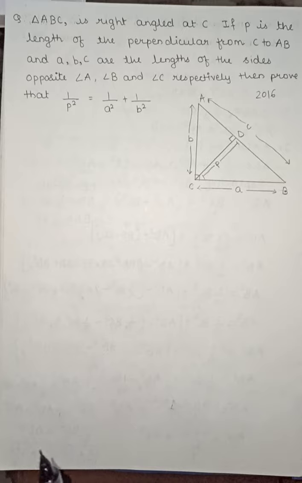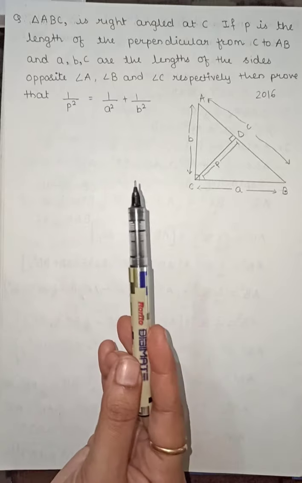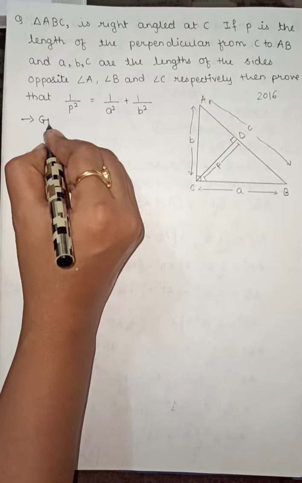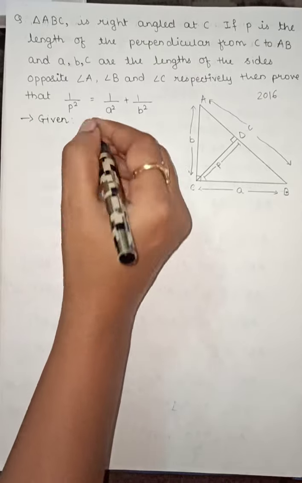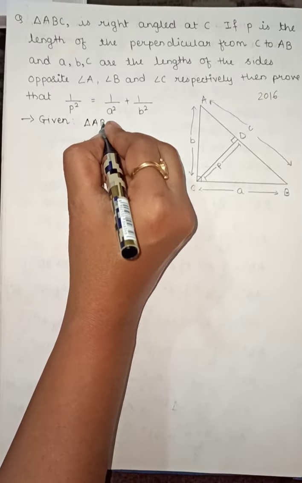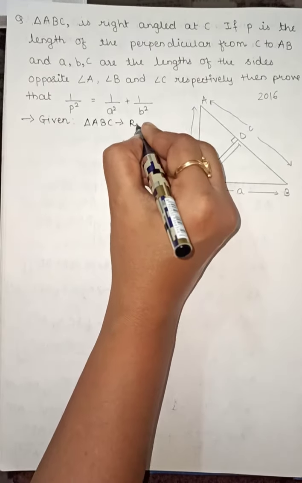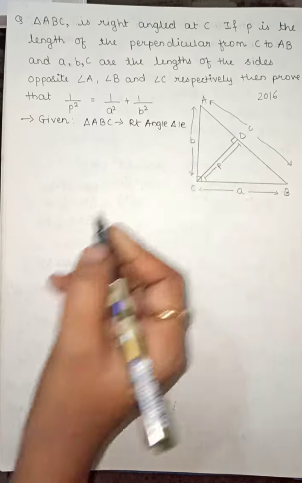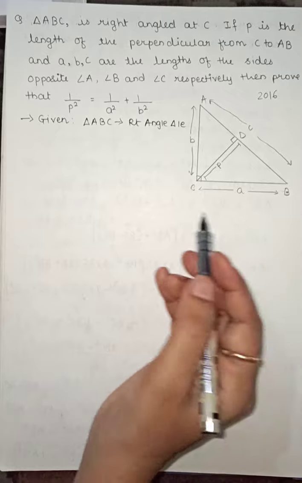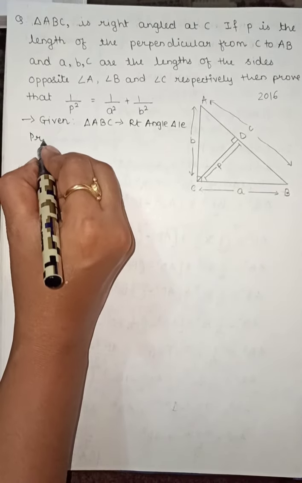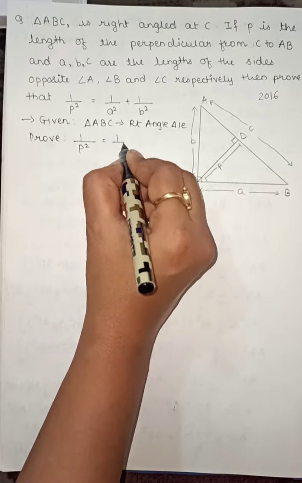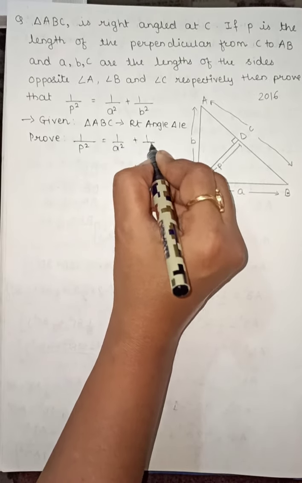Okay, so again, since it is a right angle triangle and there are square of the sides, it is a question from Pythagoras theorem. Let us first of all write down what is given. So it says triangle ABC is a right angled triangle, right? Further, the sides A, B and C, and you have to prove that 1 by P square is equal to 1 by A square plus 1 by B square.